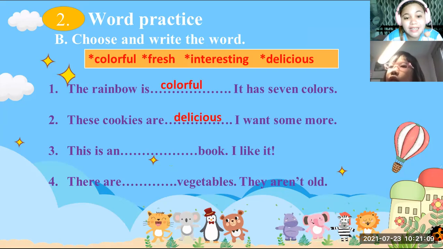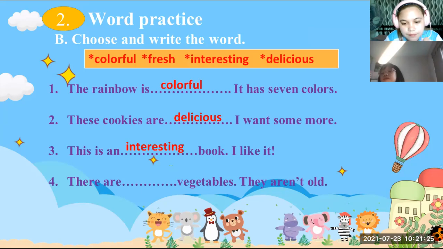These cookies are delicious. That is delicious. Yeah. Okay, next one. This is an interesting book. Interesting book. They are fresh vegetable. Okay. You finished reading. They are fresh vegetable. Mm-hmm. What's next?